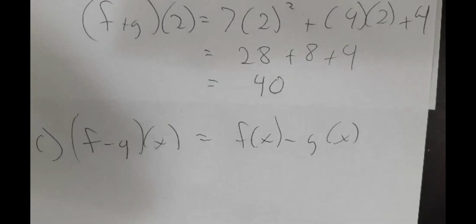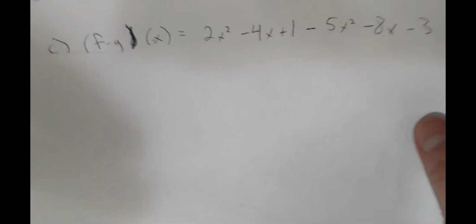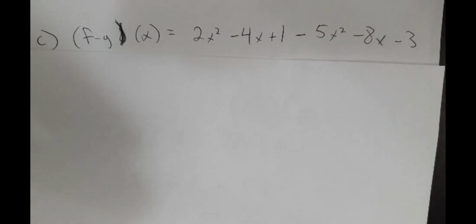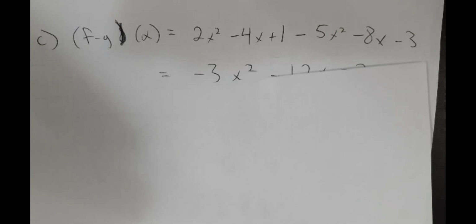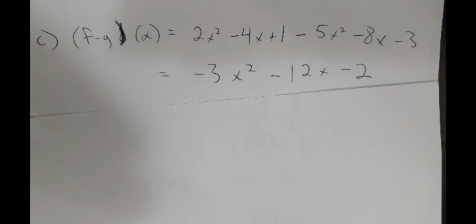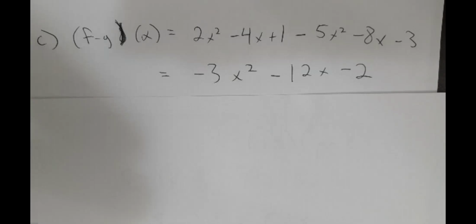Okay. So the first thing I wrote out is that F of X minus G of X. So I distributed that negative to my G of X. So after you do some distribution, make sure your positives and negatives are going the right way. I think it should combine to minus 3x squared minus 12x minus 2. I got that.